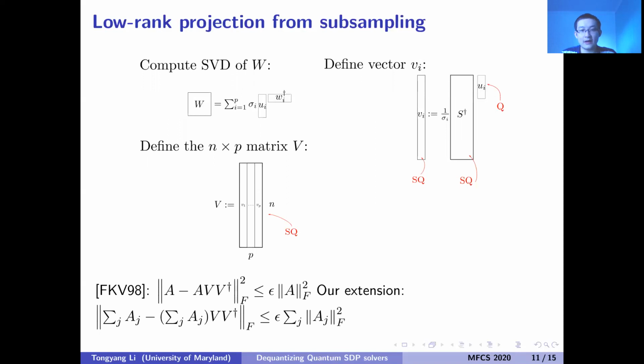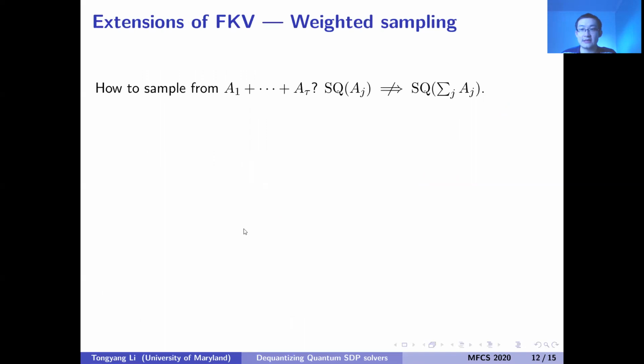One of our important contributions here is that we can extend the result due to Frieze, Kannan, and Vempala, and actually do something more. For instance, we can give a better analysis that not only works for a specific matrix A here, but in general, especially for the goal of solving the semi-definite program, we need to do a similar singular value decomposition for a summation of some matrices. And actually, this is highly non-trivial. This is the technique that we call weighted sampling.